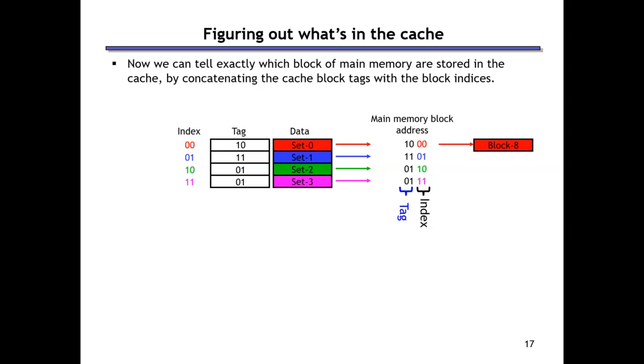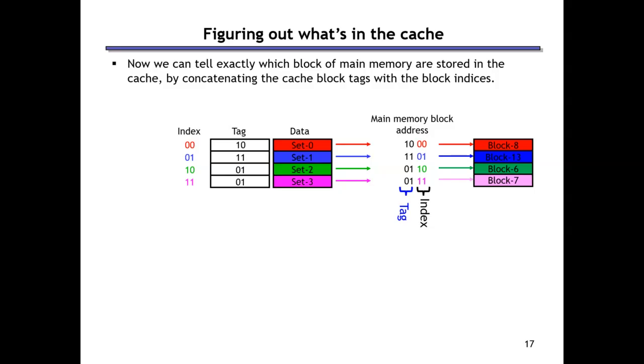Now again, which block is currently residing in set number 1, looking at this data? 13. Very good. And which block is currently residing in set number 2? 6. And which block is residing in set number 3? 7. Any question?